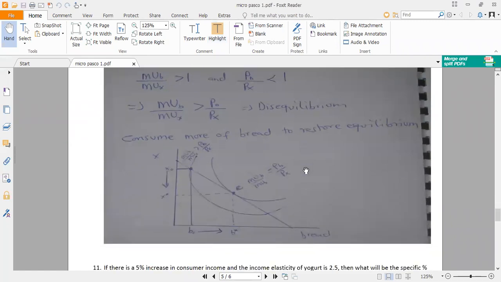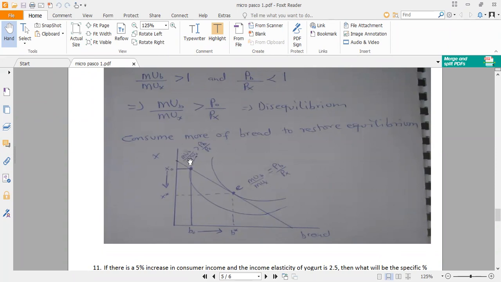Okay, I'm sure you've seen this diagram before. This is our budget line. This is good X, this is bread. There's a point of tangency, point E, where the ratios are the same. But from the data that we have, the ratio of the marginal utility is greater than that of the prices. So it means that this is where we are.